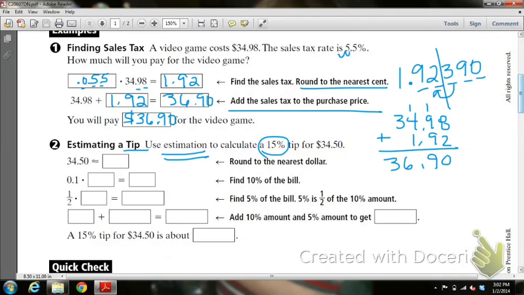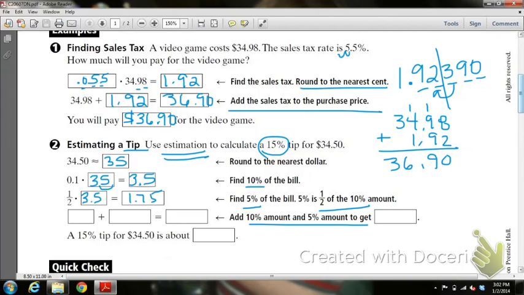So instead of $34.50, we're just going to round it to 35. And 15%, we're going to break up into 10% and 5%, and then we'll put those two together because 10% is easier to do. 10% means just take your decimal and move it in one place. So that's 3.5. 5% of the bill is going to be half of your 10% amount. So half of 3.5 is 1.75.